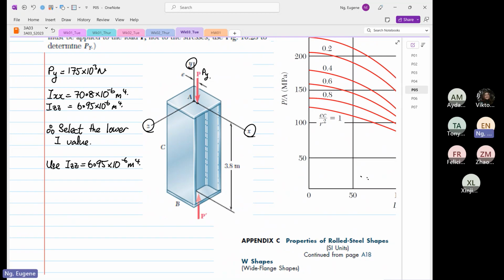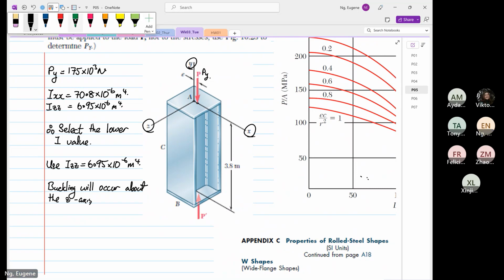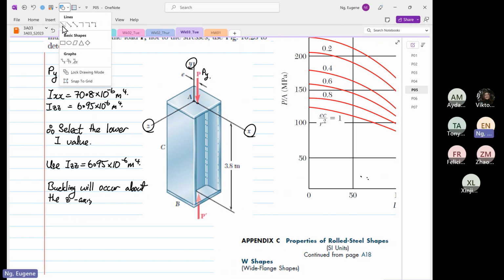Why we use this IZZ is because the buckling will occur about the Z axis. So what do I mean by that? Okay, so I'm going to sketch for you the deformation pattern. So the deformation pattern I'm going to sketch now. All right, I'm going to highlight the plane. So this is the plane that I'm going to focus on.